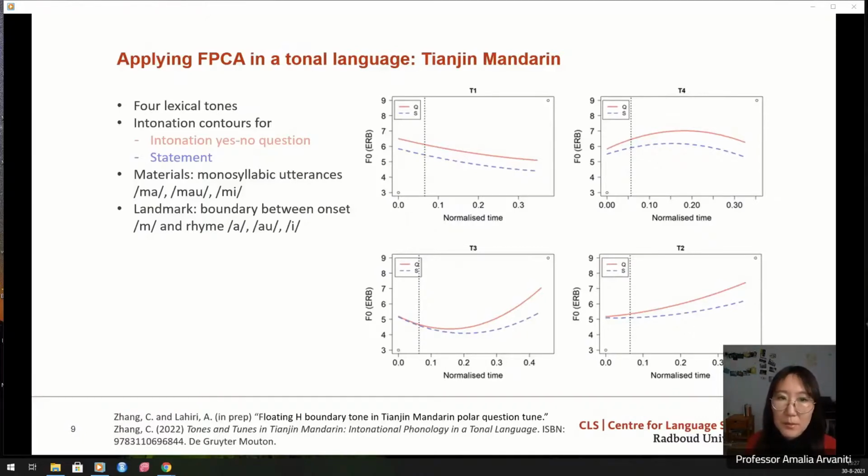The materials used in this study are very simple syllables. They are ma, ma, mi, but in 4 tones. The landmarks used here are the onset of the syllable and offset of the syllable, and also the boundary between the onset and the rhyme.